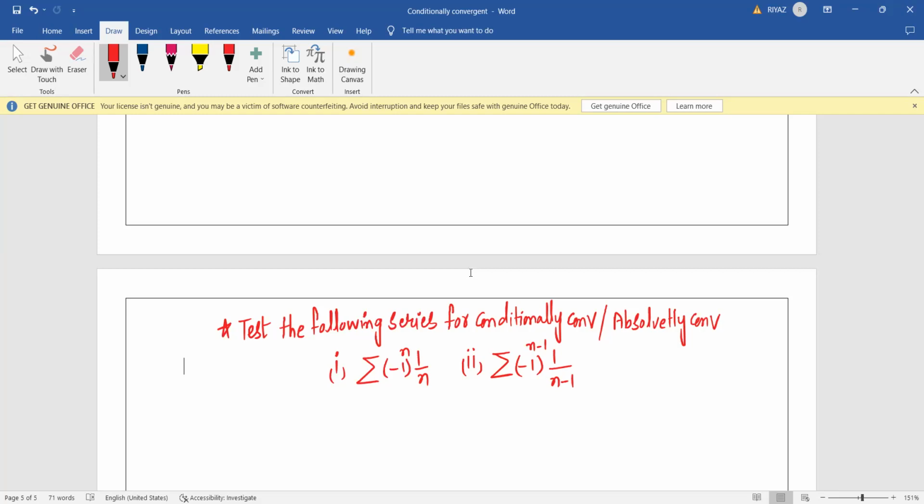So let me start writing the solution of these two problems. Now, what is bit number 1? Summation (-1)^n times 1 by n. It indicates that it is the nth term and an alternating series. So nth term and alternating series. Let me start writing the solution.